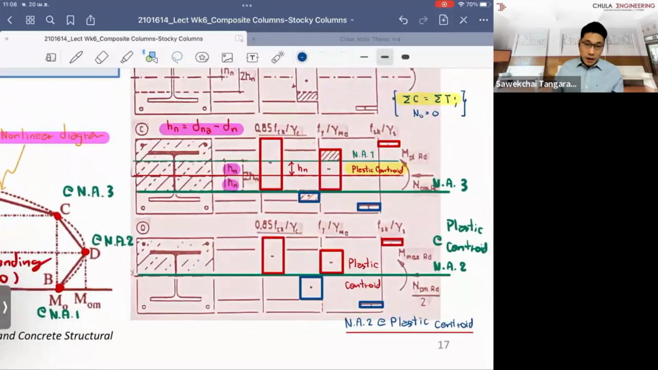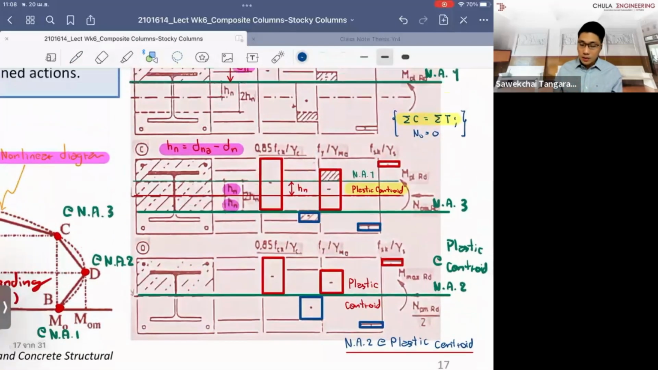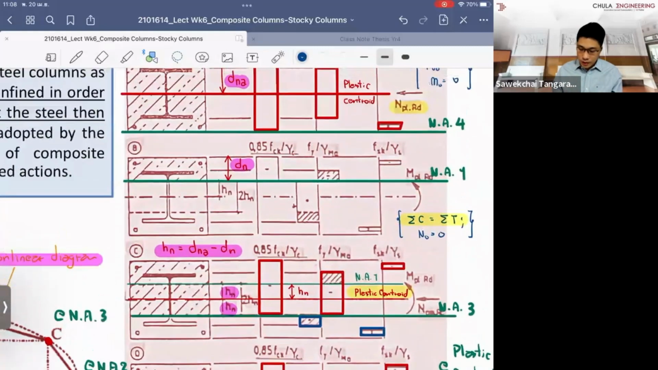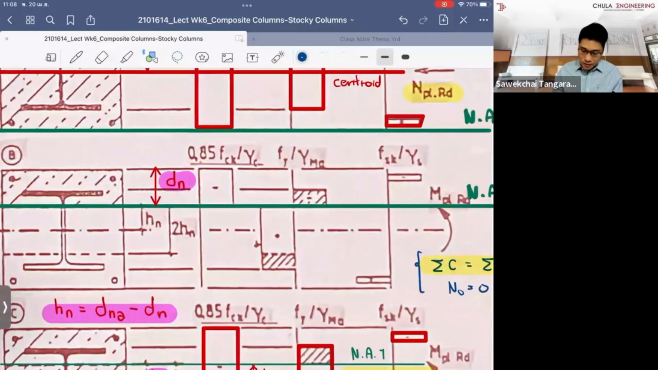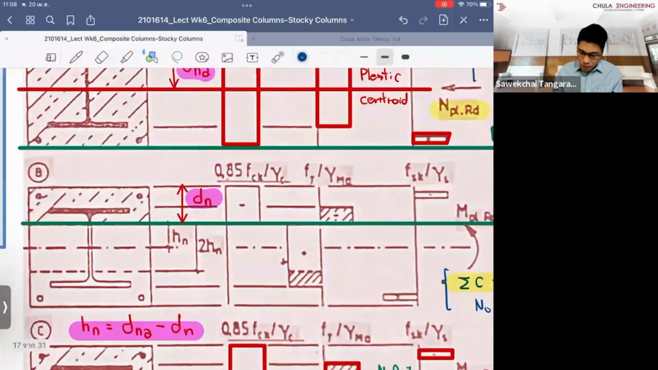Okay, and what you do is use the same concept, taking it up to the maximum bending capacity, sorry, up to the pure bending. This is the last point.